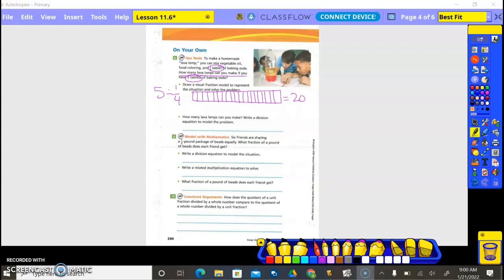So now we're going to check our division problem. So we have 5/1 times, what's the reciprocal of 1/4? 4/1, which equals 20/1, which equals 20. So they can make 20 lava lamps.